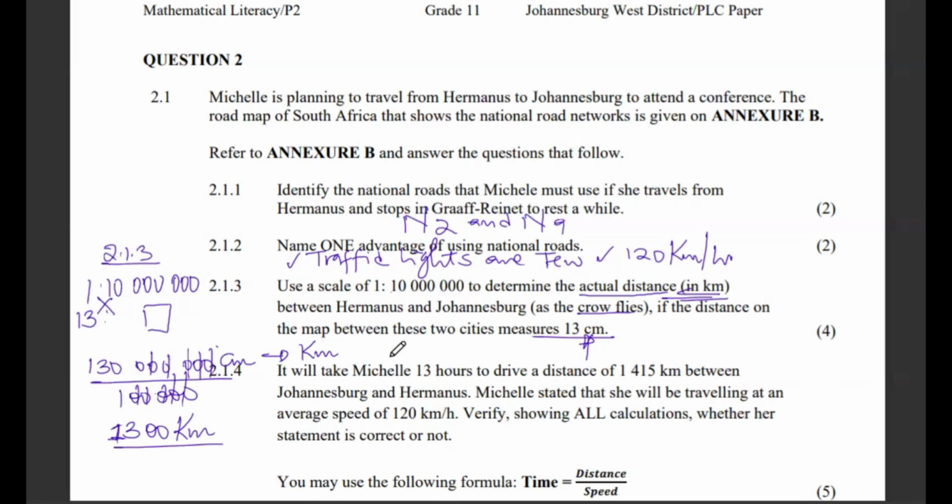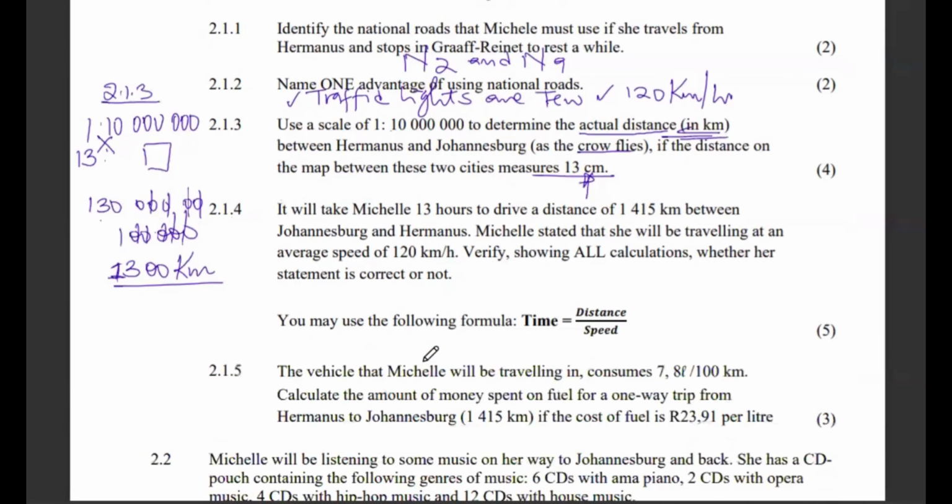All right, we go to question number 2.1.4. It will take Michelle 13 hours to travel a distance of 1,415 kilometers between Johannesburg and Hamins. Michelle states that she will be traveling at an average speed of 120 kilometers per hour. Verify, showing the calculations, whether the statement is correct.